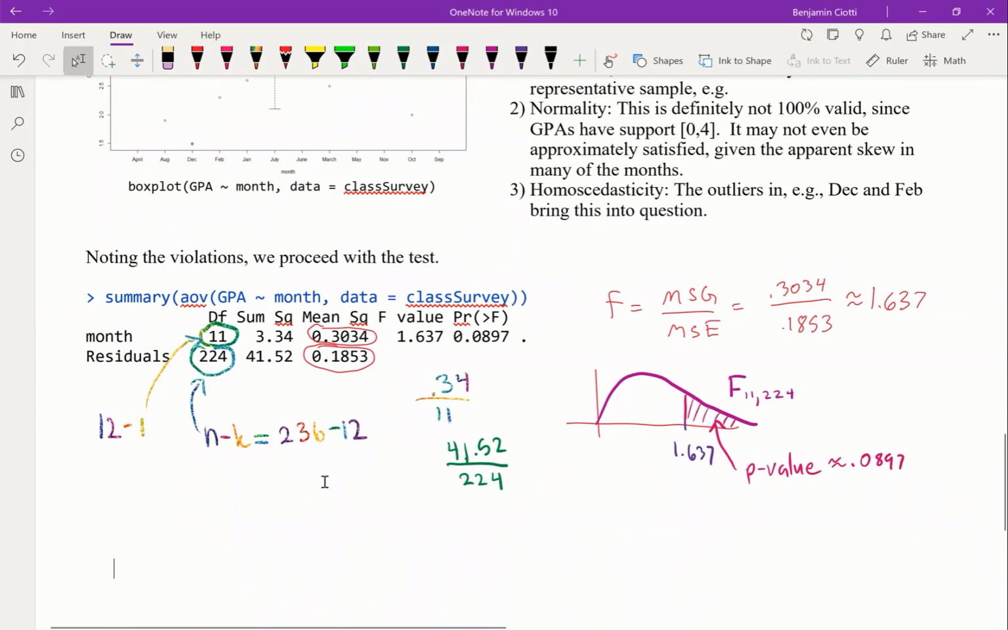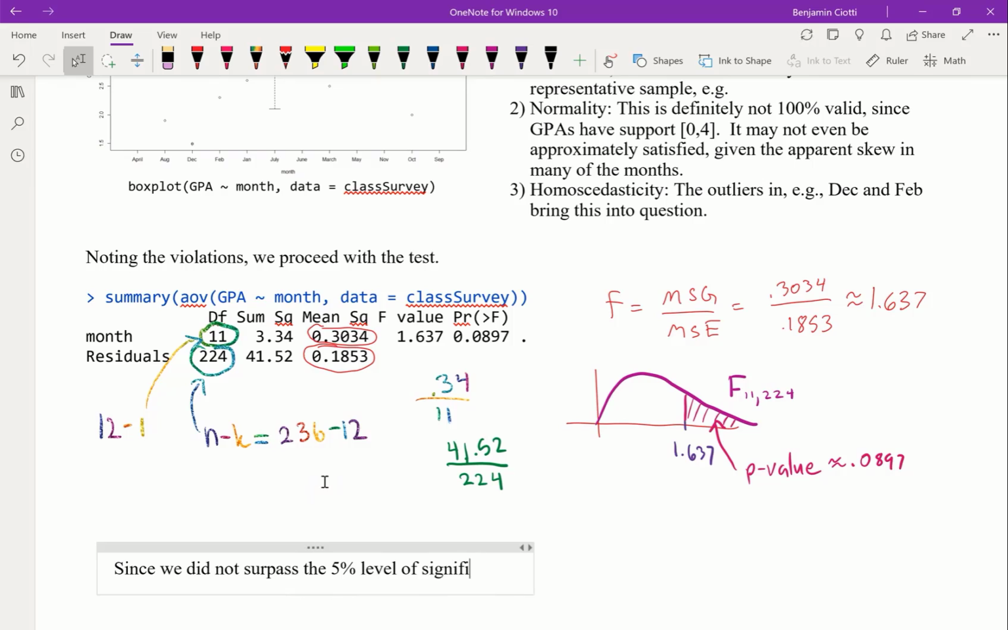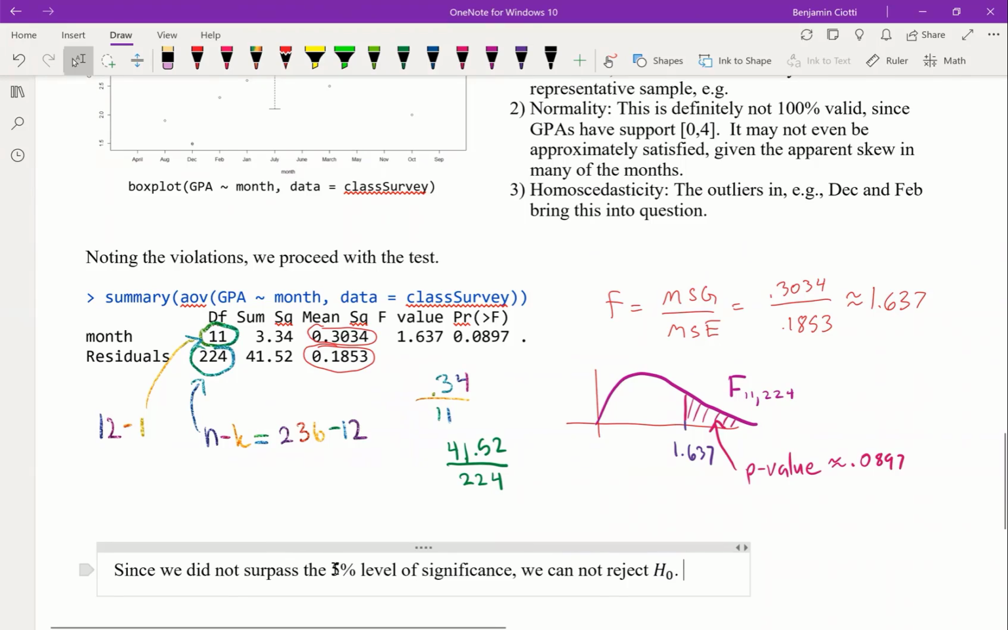So since this does not fall below the 5% level, we fail to reject, and we cannot definitively state that GPAs differ by month. So we cannot reject the null hypothesis. It's possible that maybe GPAs are the same for students of every month, and that all the differences that we observed are just by random chance. We do not have strong evidence to reject, at least not at the 5% level of significance.